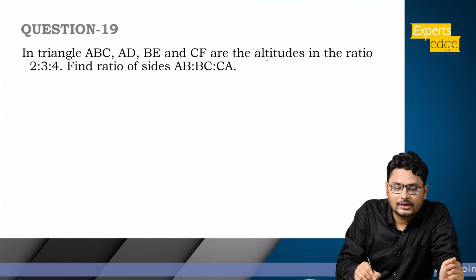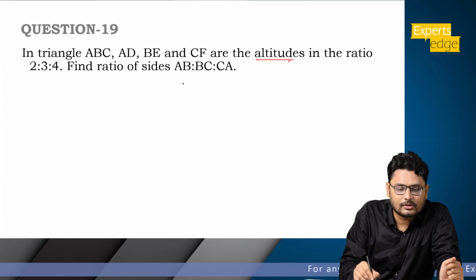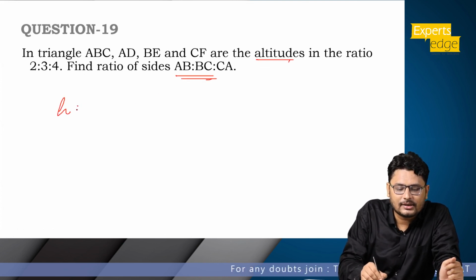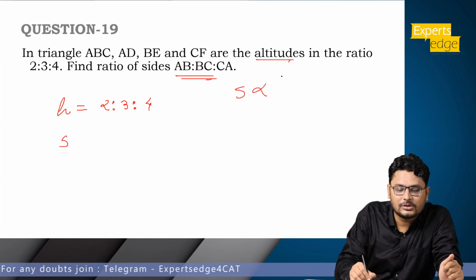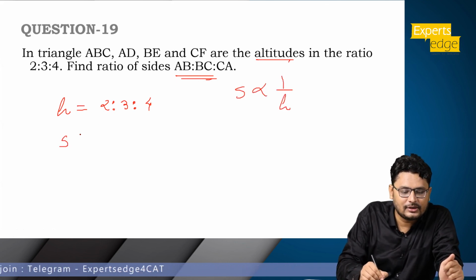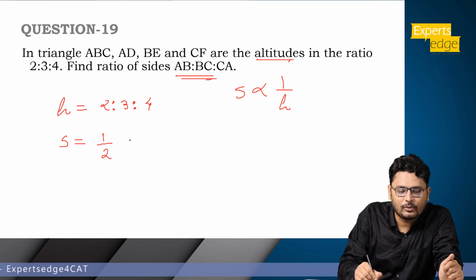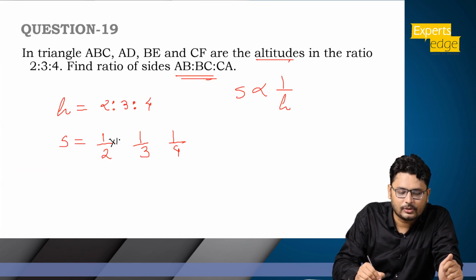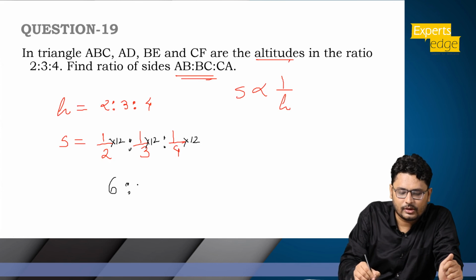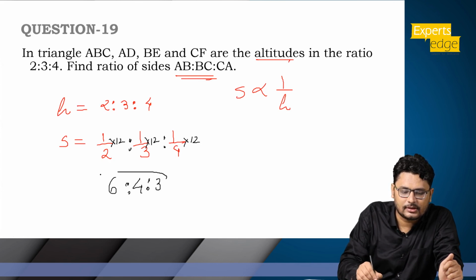If the ratio of heights is 2, 3, 4, then what will be the ratio of sides? If heights are in the ratio 2, 3, 4, as we saw, sides are inversely proportional, side and height are inversely proportional. So sides will be 1 by 2, 1 by 3, 1 by 4. What is the LCM of 2, 3, 4? Multiply it with 12. So the ratio of sides will be 6:4:3. Okay, that is the answer of this question.